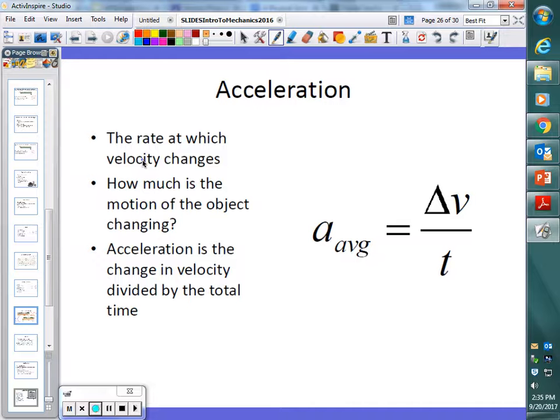Okay? Acceleration is what tells us that. By definition, the rate at which velocity changes. The rate at which velocity changes.